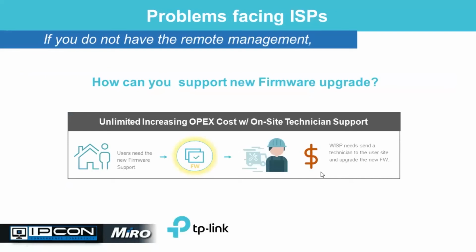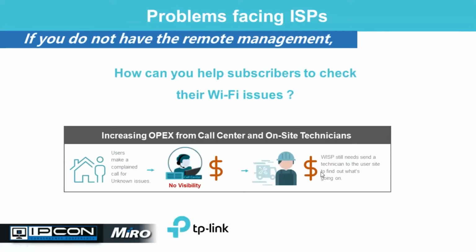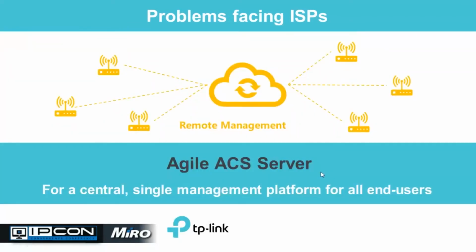Without remote management, how do you do things such as support new firmware upgrades? How can you help subscribers measure their internet bandwidth quality? How can you help subscribers check for their Wi-Fi issues? And the answer is TP-Link's Agile ACS server. So this is essentially the second component to this entire Agile ACS solution, whereby on top of the failover feature, which is called Agile Configuration, we now have the second component, which is called the Agile ACS server, which is a central single management platform for all end users.